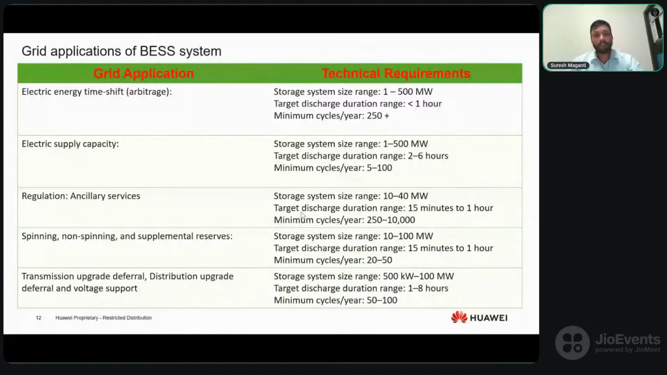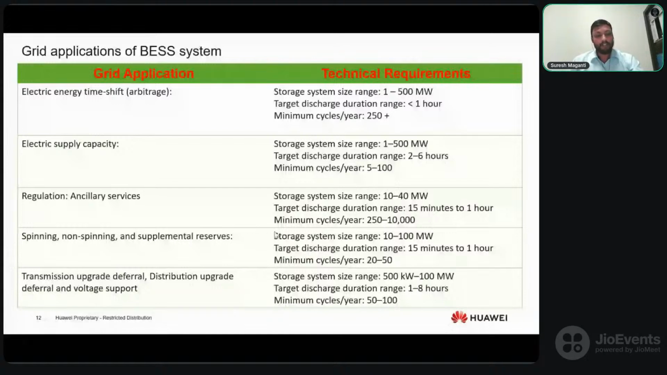Another one is that the battery energy storage system will maintain spinning and non-spinning and supplemental reserves. In a conventional grid, we know some synchronous generators will be on standby for use as a spinning reserve whenever any frequency events or sudden loss of generation comes, or a sudden increase in the load. In those situations, yes, a battery energy storage system can be used as a spinning reserve. It can respond very fast, from within seconds to an hour.